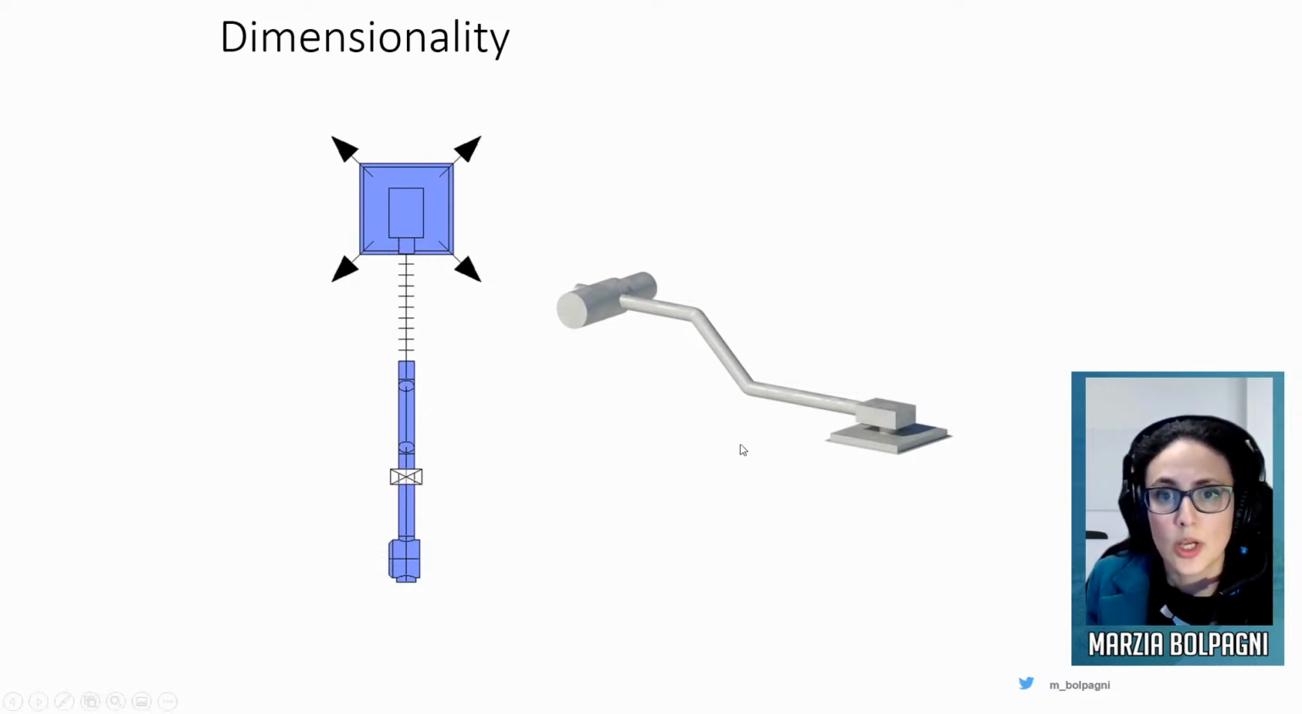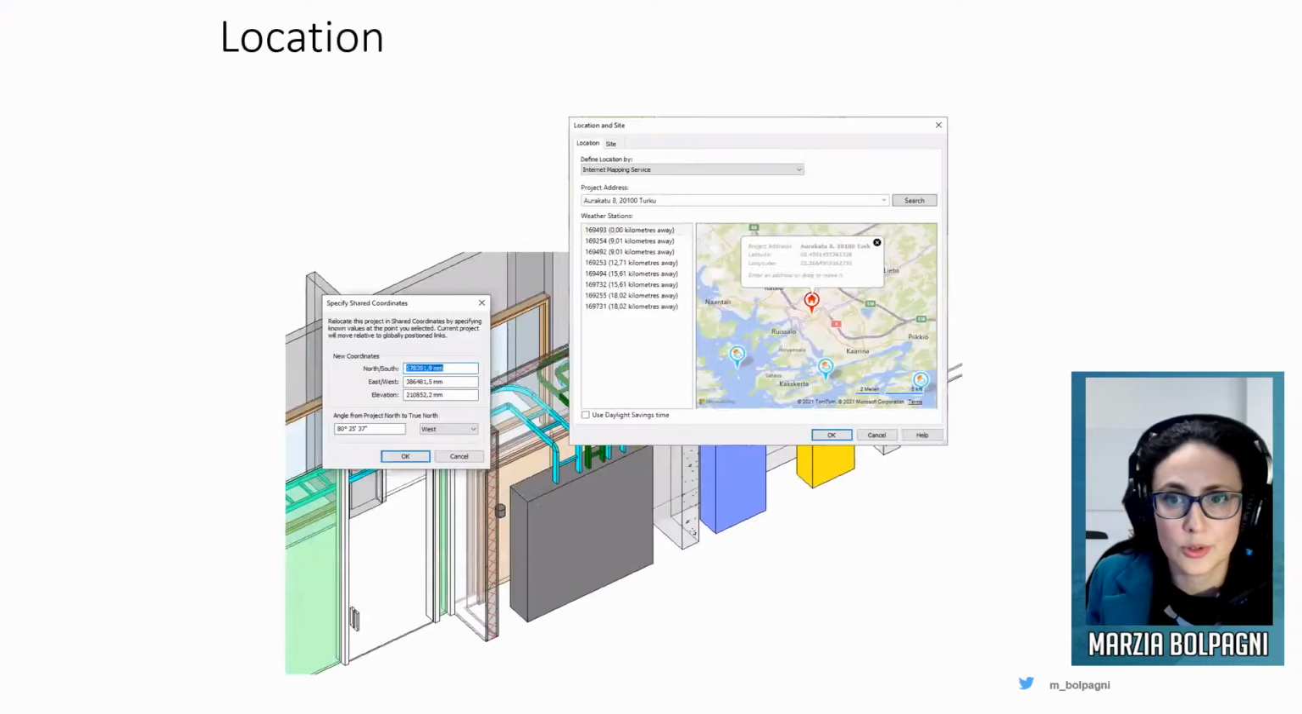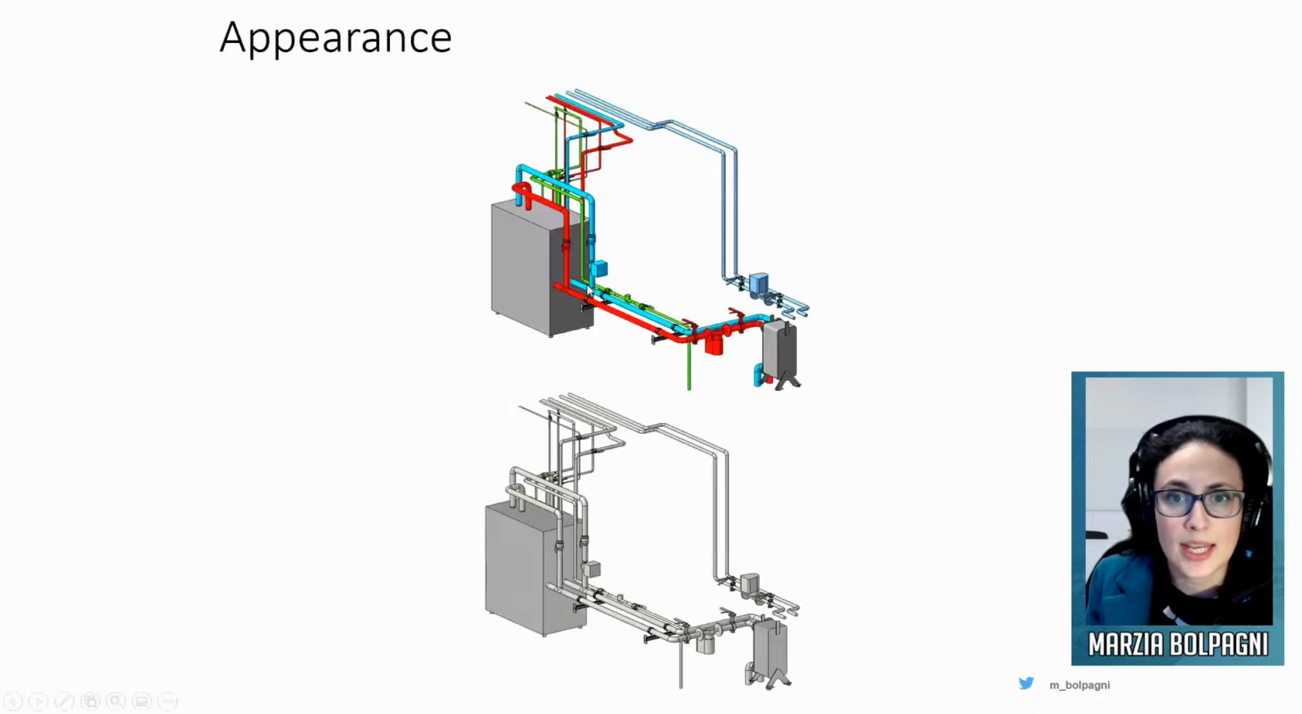Of course, we tend to model most of the things in 3D, but based on the purpose and the phase, there might also be some elements that we want in other dimensions. The location, as I told you, can be geolocated or maybe just absolute, so you don't care. The appearance, again, can be symbolic. For example, one example that I usually give is about hot and cold water, or it can be more the appearance of the material, or you can have realistic material.